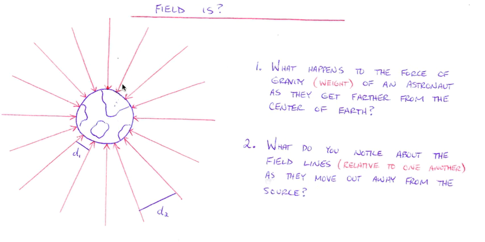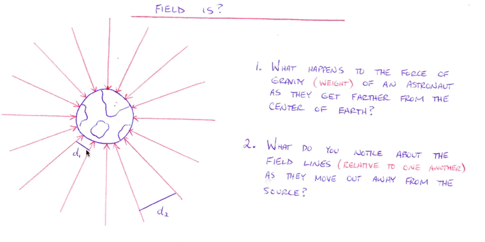So as an astronaut moves further from Earth, what happens to his weight or his force of gravity? And what do you notice about the field lines relative to one another? And I've drawn in D1 and D2 in order to give you an indication of what I'm looking for. Hopefully what you started to realize is as an astronaut moves further from Earth, that astronaut's weight decreases. The force of gravity lessens the further you get away from Earth.